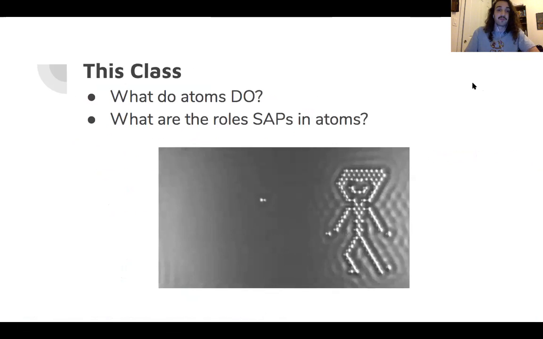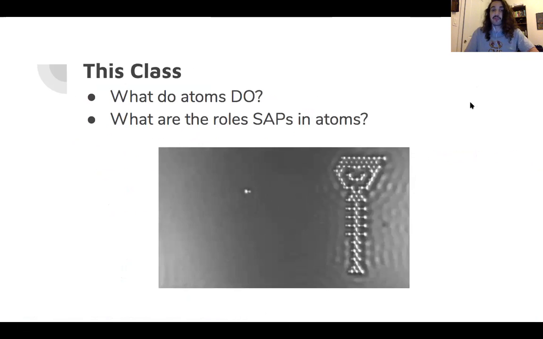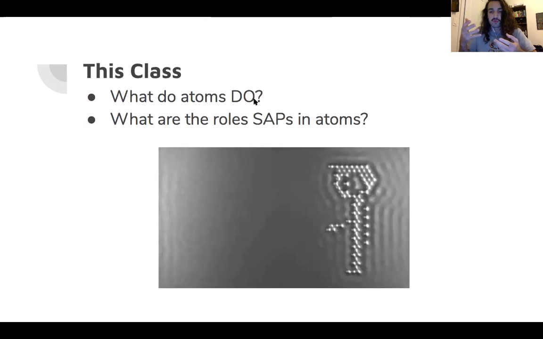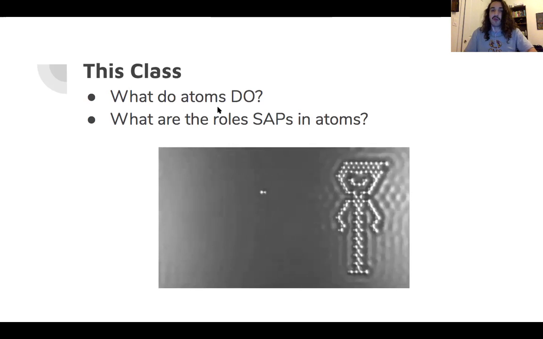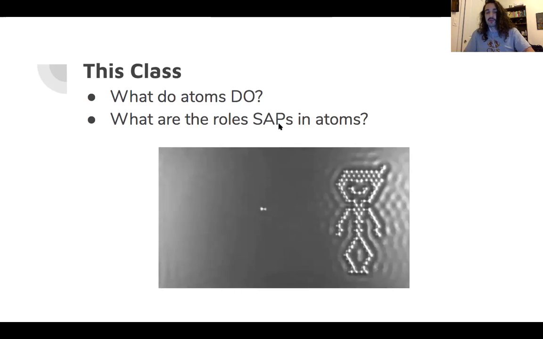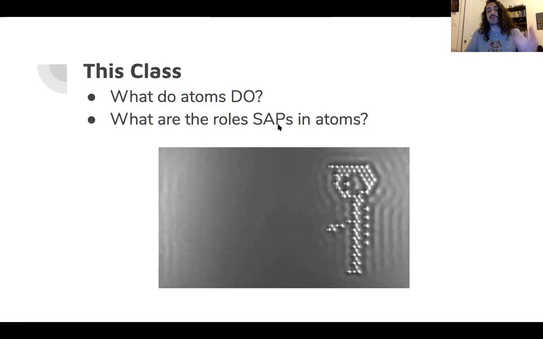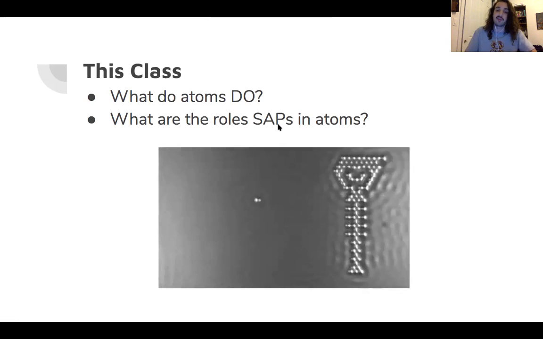All right. This class, what's different is now we're going to talk about what do atoms do? And what are the roles of all the subatomic particles in what atoms do? So if atoms do things, the subatomic particles that make up the atoms are clearly going to help them do the things that they do.